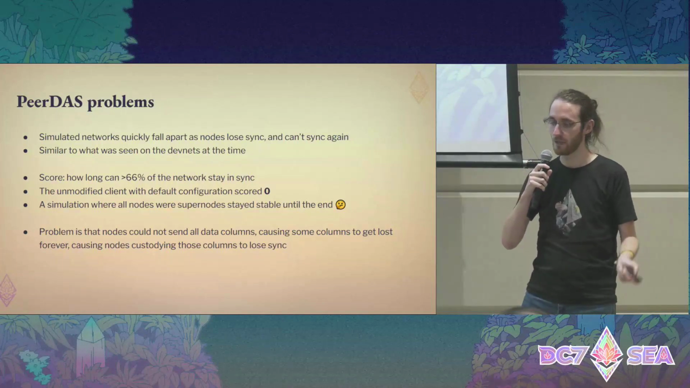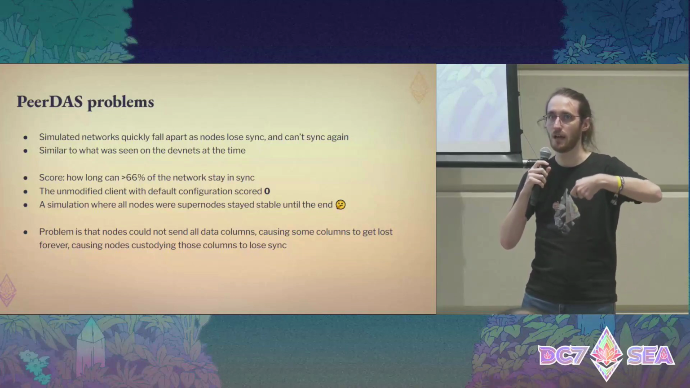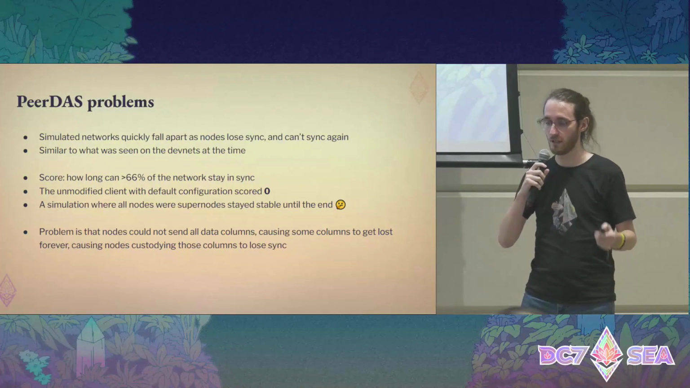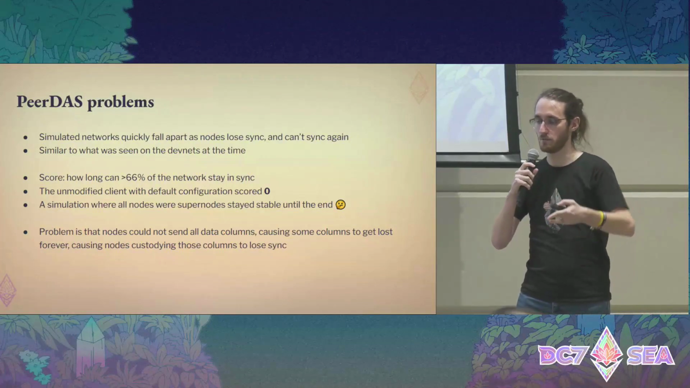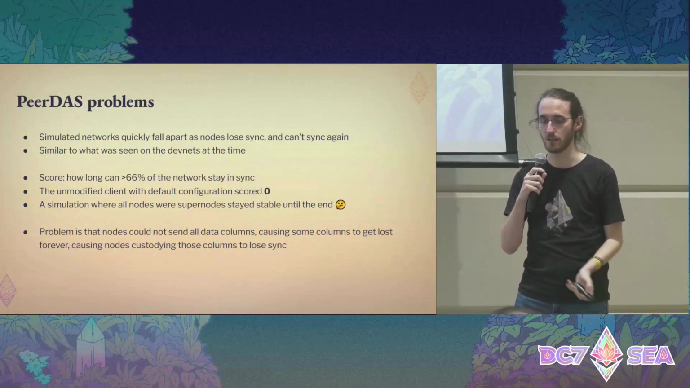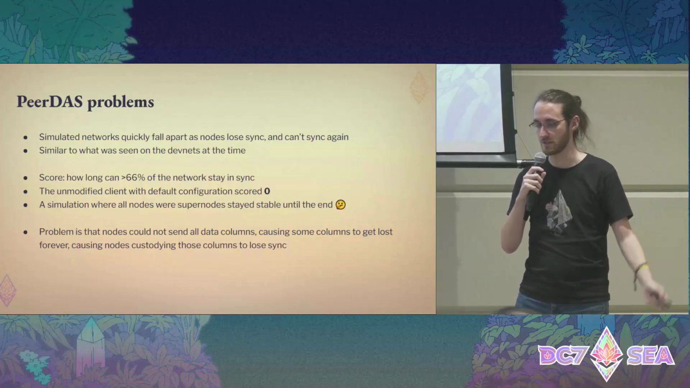The investigation showed that the problem is that if a node could not send all the data out, it would not retry at all, causing some columns to get lost. Custodying nodes for those columns would not deem the data as available and would not accept the block and lose sync. And they could not catch up. I guess the supernodes were not enough for that.